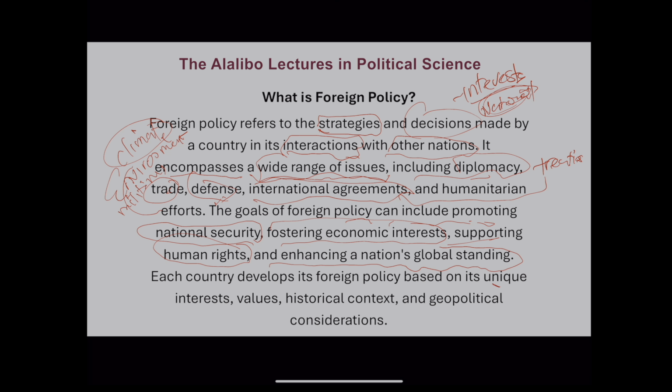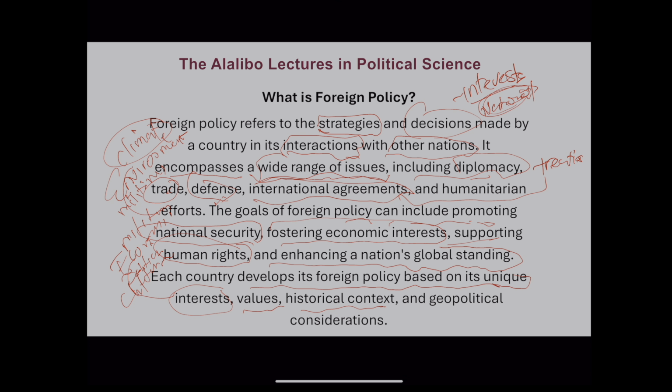That is part of the foreign policy as well, right? So then it says each country develops its foreign policy based on its unique interest, whatever those interests are. So it could be military. It could be economics. It could be politics. It could be culture as well. There are many, many reasons here. So each country develops its foreign policy based on its unique interest, the values of that country, the historical context of that country, and the geopolitical considerations of that country, among others. This list is not exhaustive by any means.